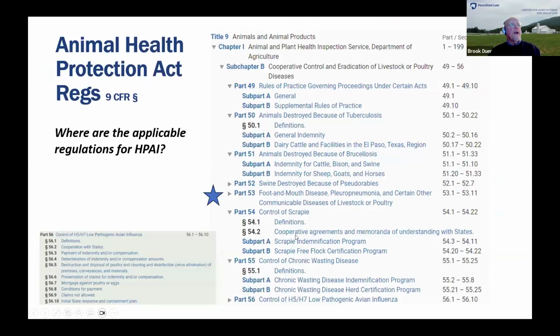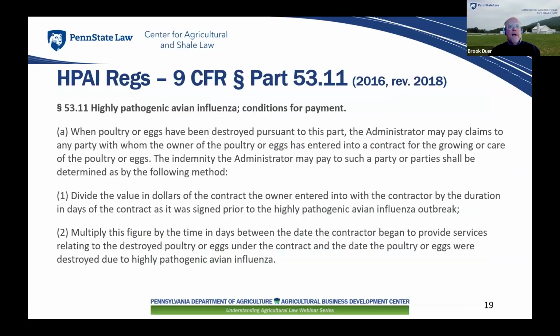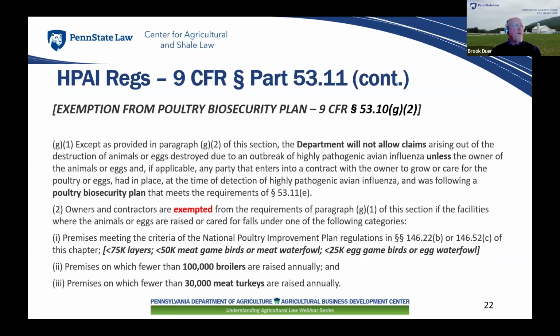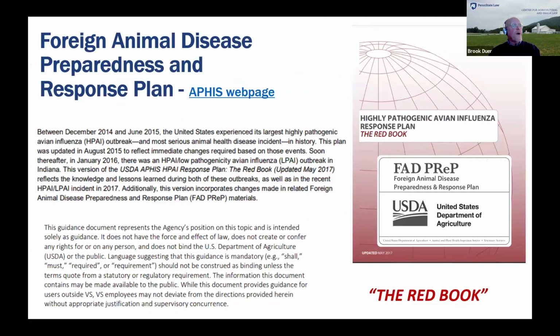Some of these regs in the Animal Health Protection Act regs are more detailed than what we just looked at in the high path avian influenza area. But literally, for high path avian influenza, I cut nothing out. There are four screens' worth of regulatory text, and that is it. So this is where you go.